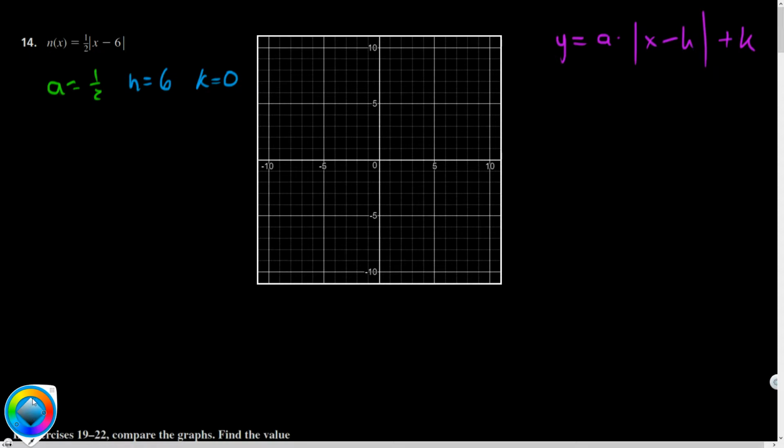Recall that the value of h is the opposite of the number next to the x inside the absolute value. The value of k I said was 0 because k is the thing that's being added or subtracted to the outside of the abs val, and notice there was nothing. Mathematically, the way we describe nothing is with the number 0.